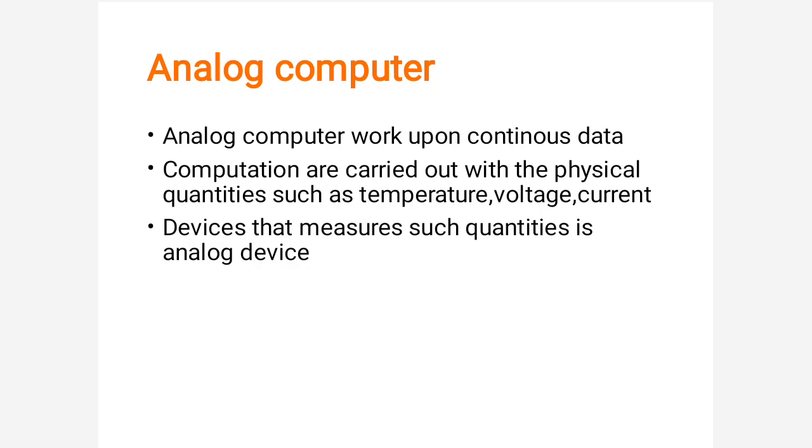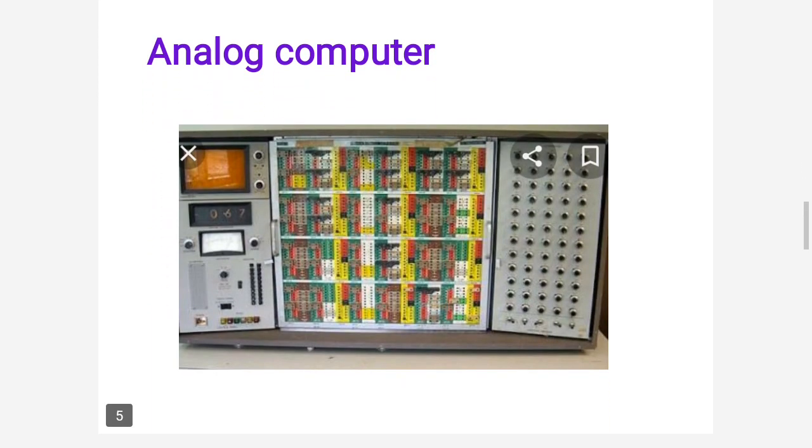So what are analog computers? Analog computers work upon continuous data. I think you have learned in physics also, temperature, pressure, voice, all these are physical quantities which are continuous. That is, they are in the waveform. So here also I mentioned analog computers are going to work on continuous data, and they are going to work on physical quantities. Let me show a picture of an analog computer.